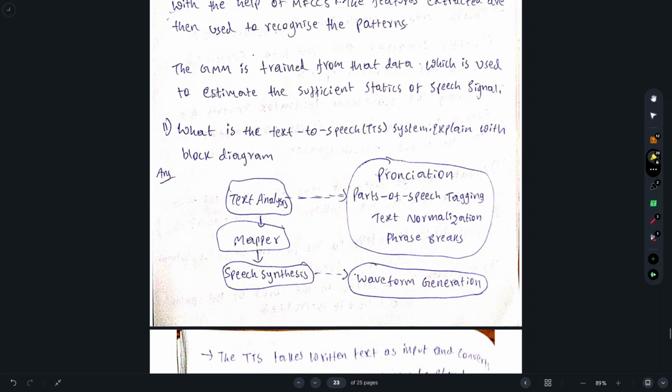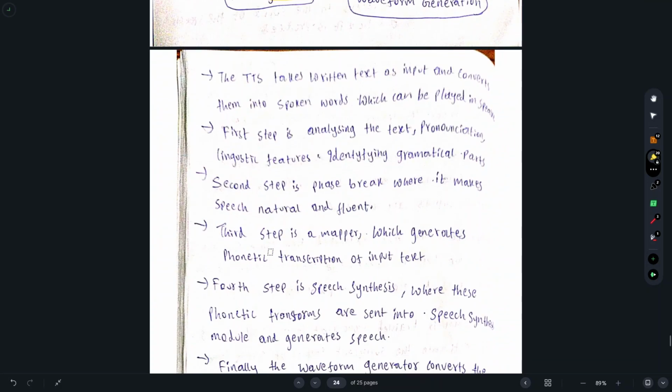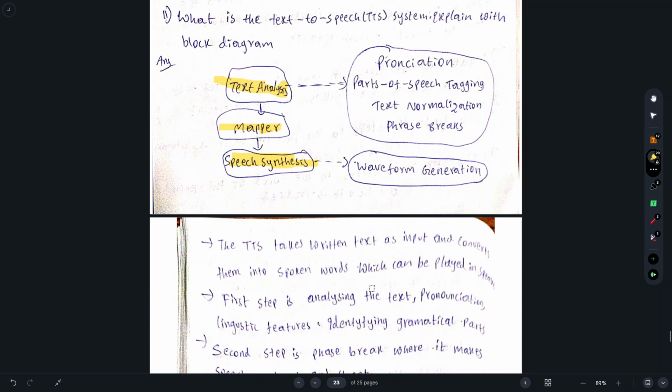So what is a text to speech system, explained with a block diagram? First text analysis is done, then mapper, and then speech synthesis. Text analysis takes in the input data and checks for pronunciation, parts of speech, text normalization and phrase breaks, and then completes the mapper process. The mapper process generates a phonetic translation of the input text. Phonetic translation is the way in which the frequencies are done and the way in which the gaps in between text occur.